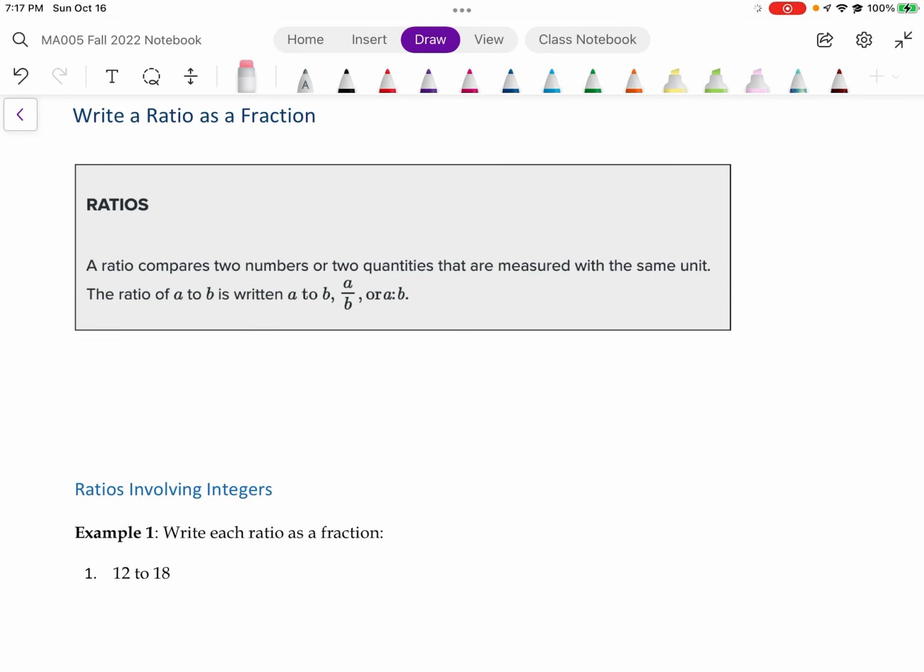So we're going to start by writing a ratio as a fraction. This is something we've been doing. A ratio compares two numbers that are measured with the same unit. That is really key, the same unit. So the ratio of A to B is written as A over B or A to B, but we're going to use the fraction. So today that's what we're focused on.